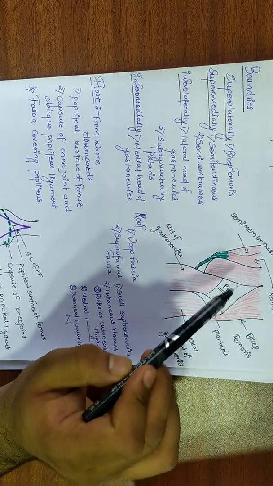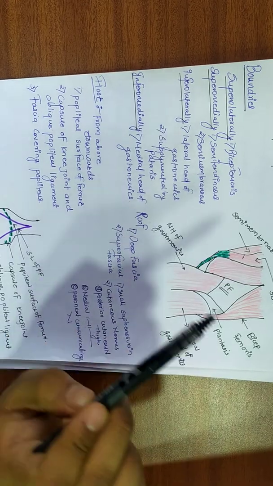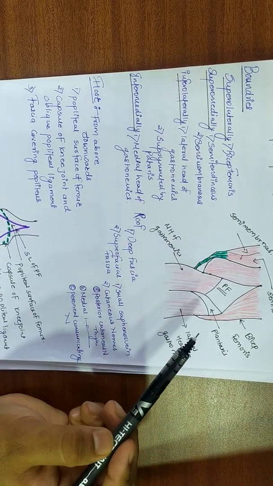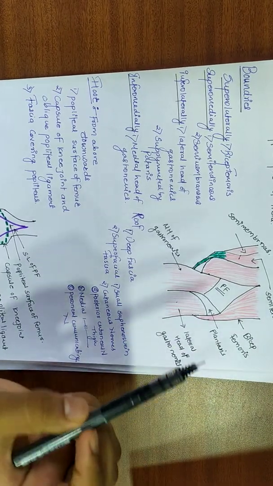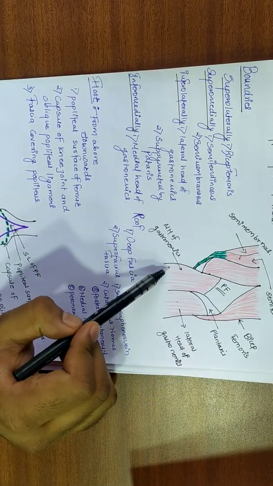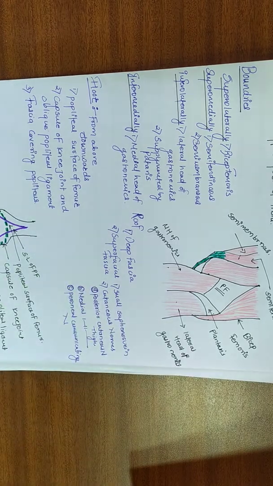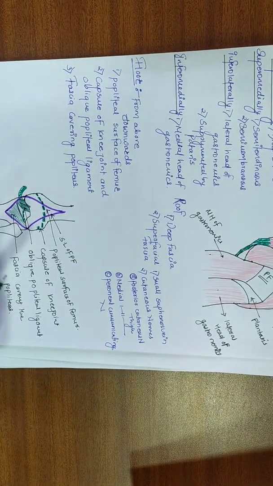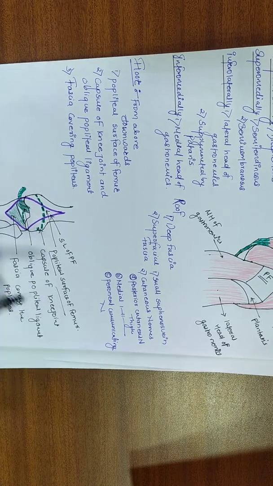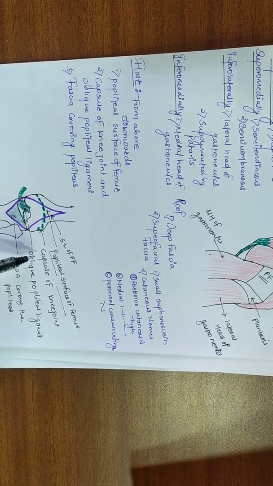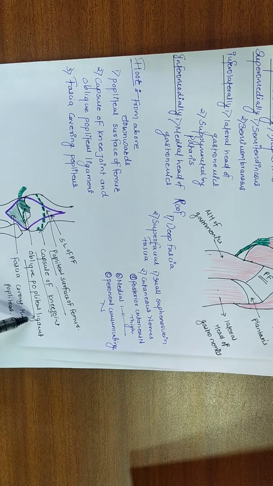The superomedial boundary is formed by semitendinosus and semimembranosus. The inferolateral border is formed by the lateral head of gastrocnemius and plantaris. The inferomedial border is formed by the medial head of gastrocnemius. The floor is formed from above downwards by the popliteal surface of the femur, capsule of the knee joint, oblique popliteal ligament, and fascia covering the popliteus.